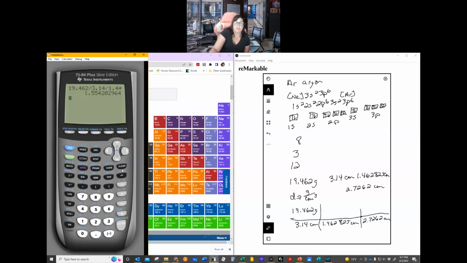So now the question becomes, how many sig figs should I be reporting for this answer? Well, let's talk about that. I have 5 sig figs in the 19.462, 3 sig figs in the 3.14, 7 sig figs in the 1.462825, and then 5 in the 2.7262 centimeters. The lowest of those is 3 sig figs, so I'm only going to report this as 3 sig figs, and it gives me 1.55 grams per centimeter cubed.